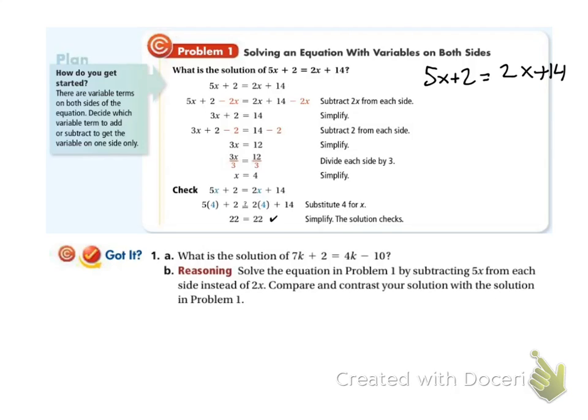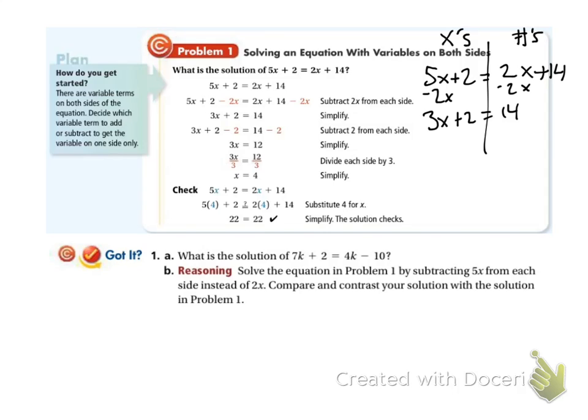If you want to work with more positive numbers, whatever are the bigger numbers, so that I have 5x and 2x, 5x is bigger, make that side your x side, or your variable side. So I need to get the x's over to the left, so I'm going to subtract 2x from both sides. I get 3x plus 2 equals 14.